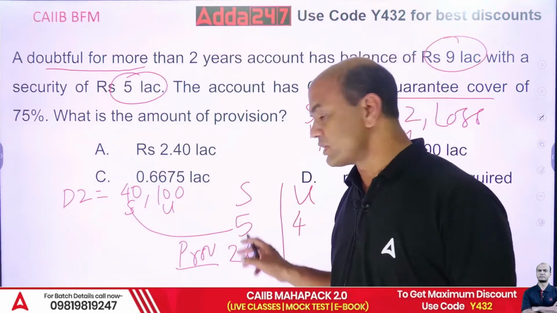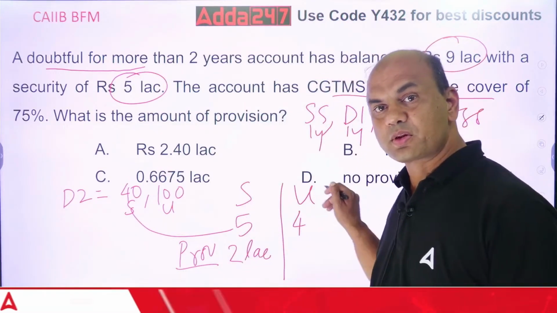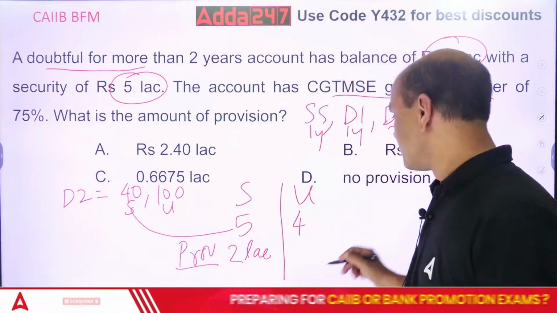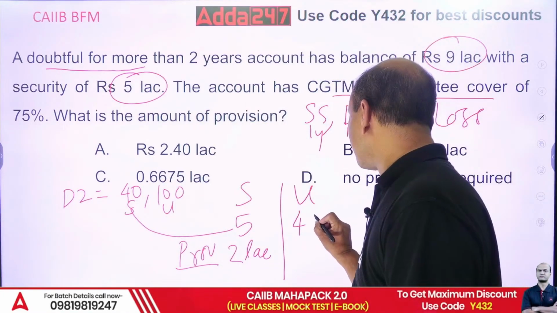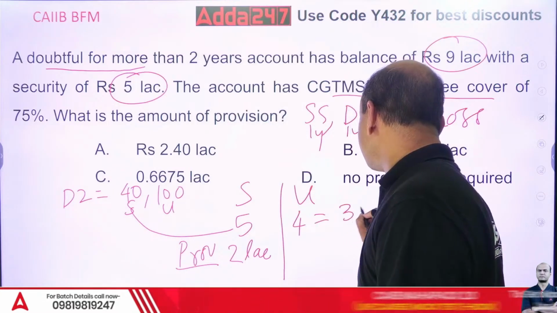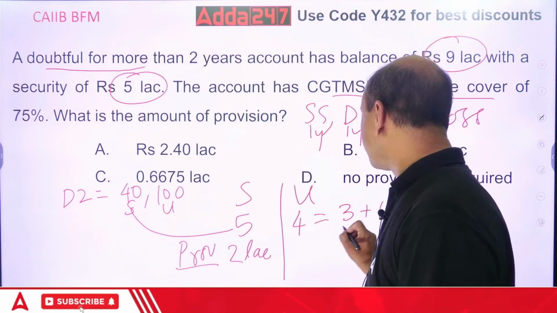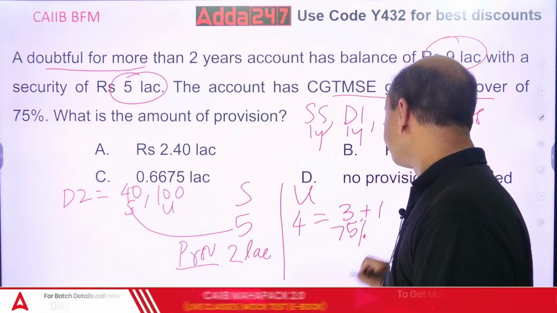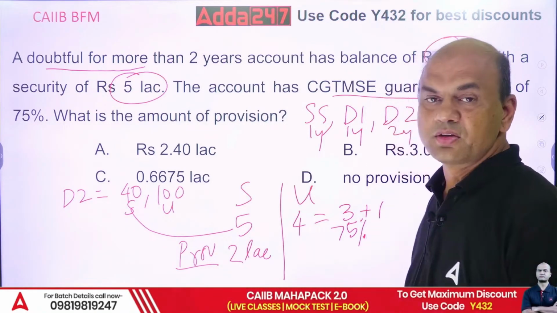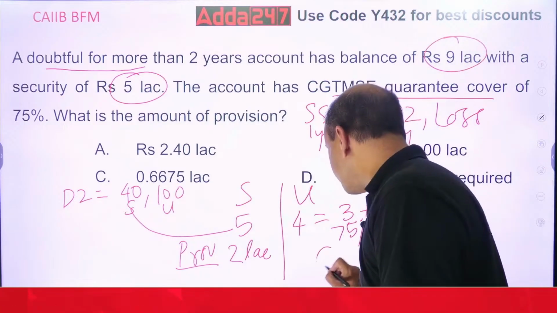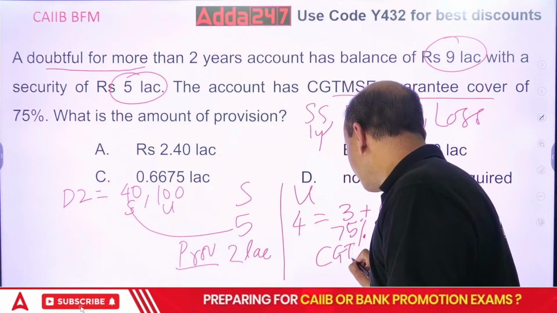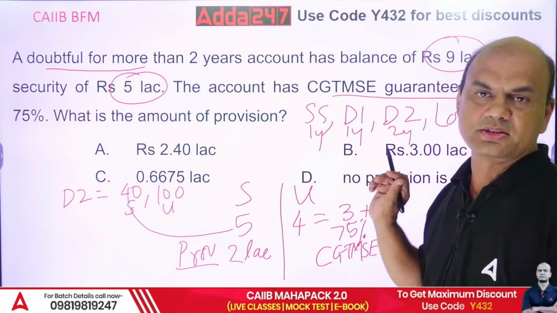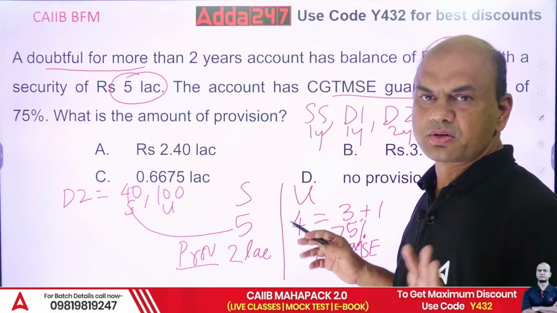So whatever is secured, leave it. Unsecured portion is 4 lakhs. 75% out of that is insured. So do this. So 4 lakhs equals what? 3 lakhs plus 1 lakh. Because 75% of 4 lakhs is 3 lakhs and the remaining is 1 lakh. So this is already insured under CGTMSE. So no provision is required for this. This you have already insured.